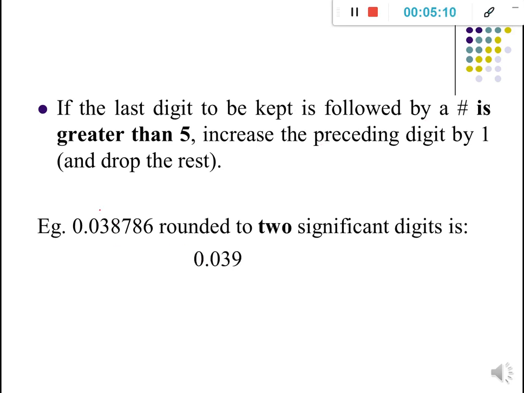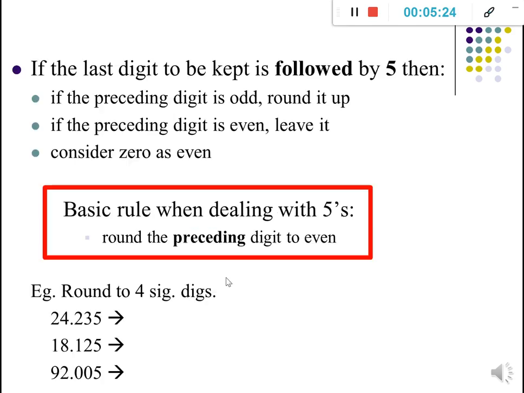If this one had to be rounded to 2 significant digits, again, leading zeros don't count, so we'd have to cut it off. We'd be looking at the 7, and we'd say that's higher than 5, so we're going to round that 8 up to 9. And there is our answer in 2 significant digits.